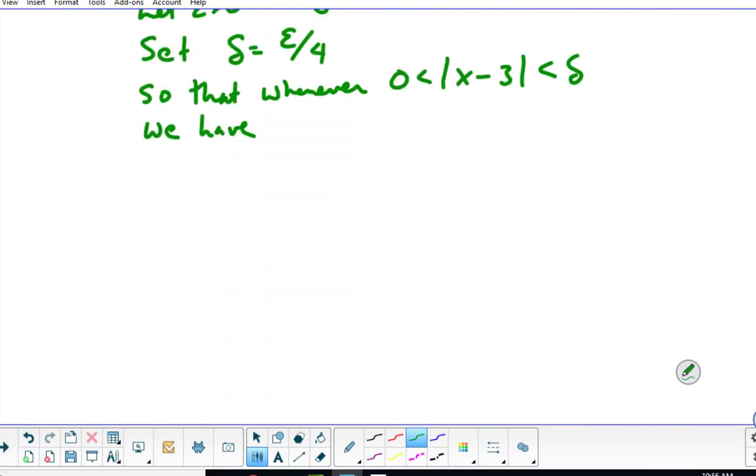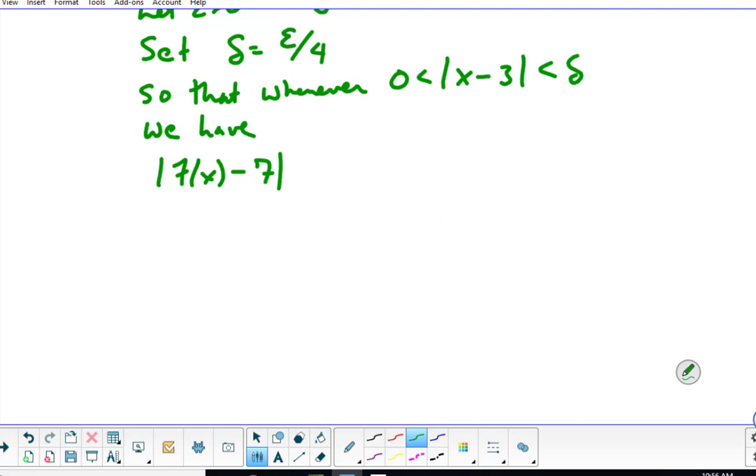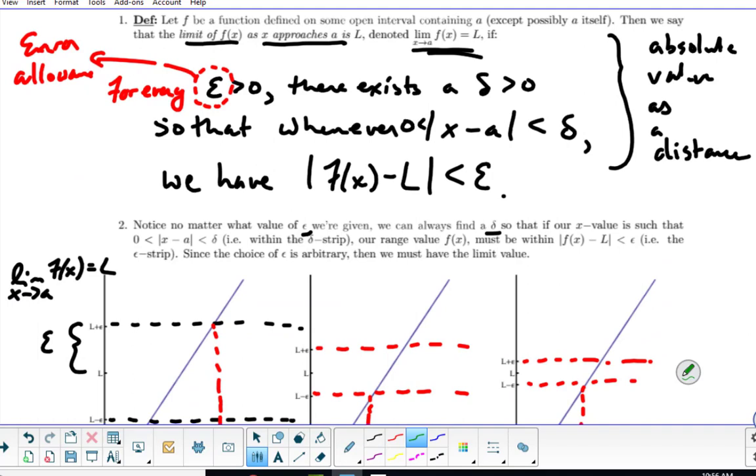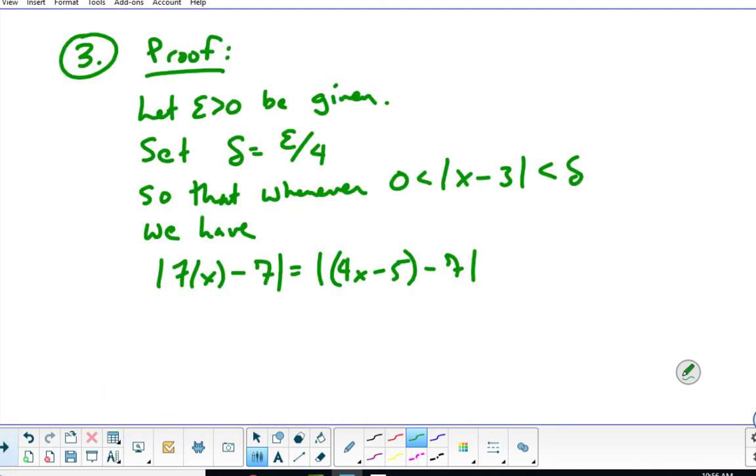So now I'm going to start back here with f of x minus 7. What's our function? Well, it's 4x minus 5 minus 7. What is my goal here? Let's go back and look at that definition. My goal is to show that this expression right here is less than epsilon. That is my goal. And I can only use the stuff that I've given myself in this proof, meaning we were given epsilon, and I said, hey, we can set delta equal to this.